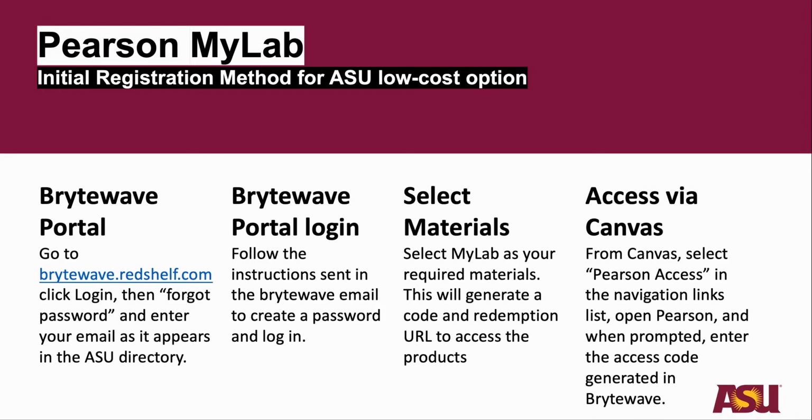By clicking on this item, it will generate a code and redemption URL in order to access the products. But you're not going to access them from this site. You're going to be accessing them via Canvas. So then go to your Canvas course site, and in the navigation links down the left-hand side, you'll see Pearson Access. Click on that and click to open Pearson. One of the first things it will ask you is how you'd like to pay for this. Select that you have an access code and then enter the code that you were given by Brightwave.